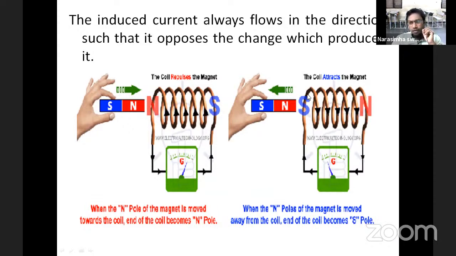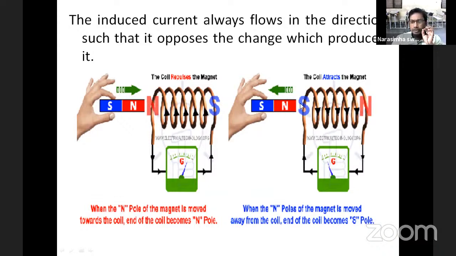So look at this diagram now. The north pole of the magnet is moving towards, sorry, actually it's moving away, and due to this the coil on this part becomes south. Then what is happening here? South and north will try to attract. See, in this diagram, if the magnet is moving towards, then they repel each other, and if the magnet is moving away, then they attract each other.